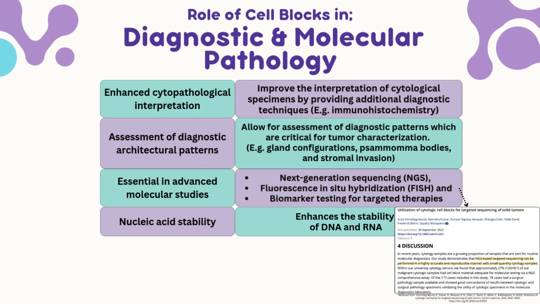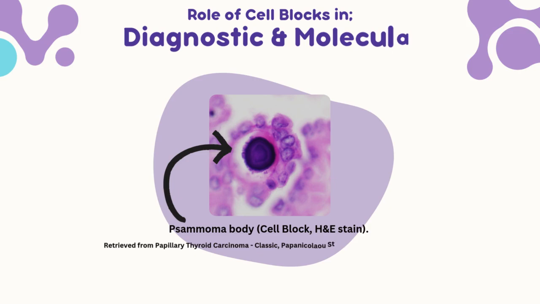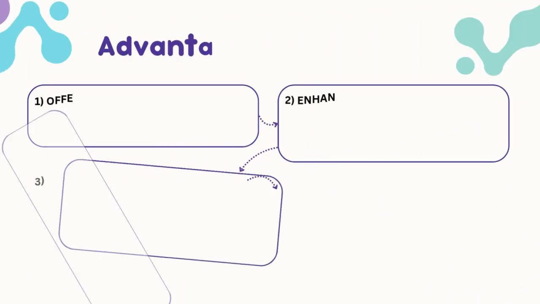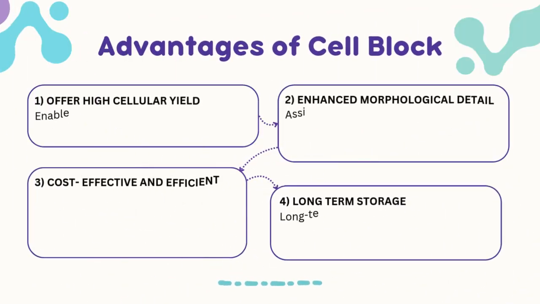Lastly, it also ensures the nucleic acid stability, because the paraffin embedding process will enhance the stability of DNA and RNA, hence enabling prolonged storage. I also included a clear picture of a psammoma body that is stained with H and E stain using cell block. Now we proceed to the advantages of cell block preparation.